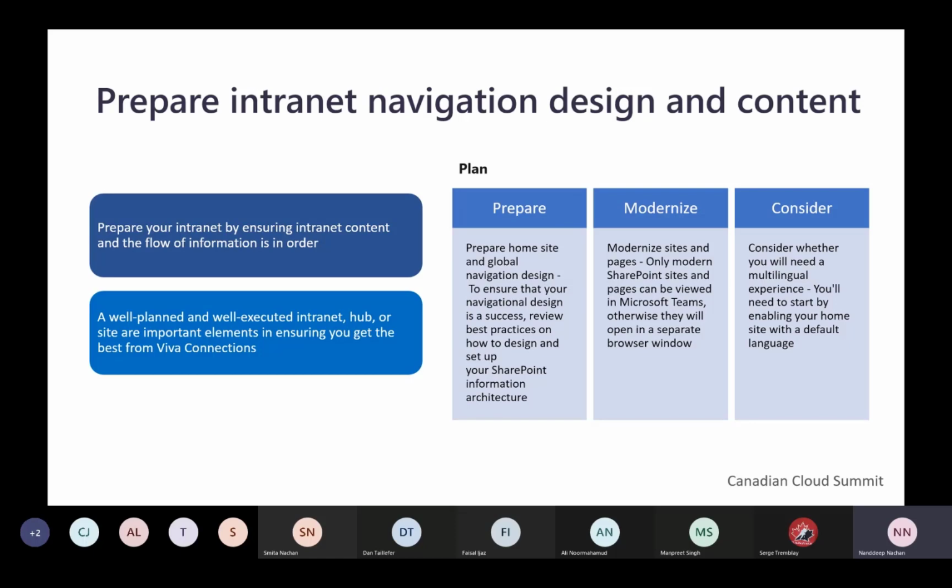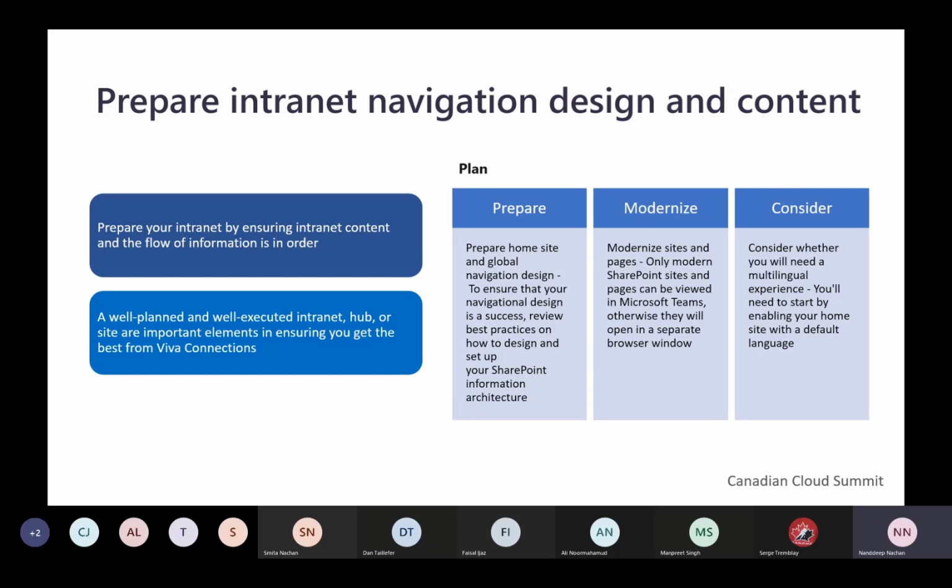The last point to consider here is the multilingual experience. For example, if your organization spans multiple geographical locations, in that case what you can do is start preparing your intranet or home site in English to start with, and then enable the other languages on top of that, so that everyone will at least get the content which is common, and everyone will be able to see the content in their own language. At least that will give more attention to the intranet as well as to Viva Connections.